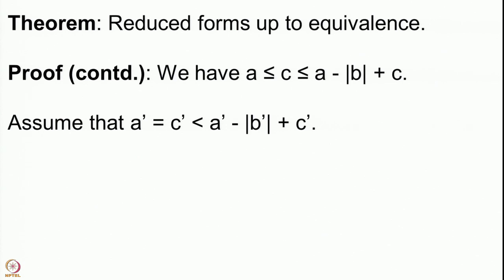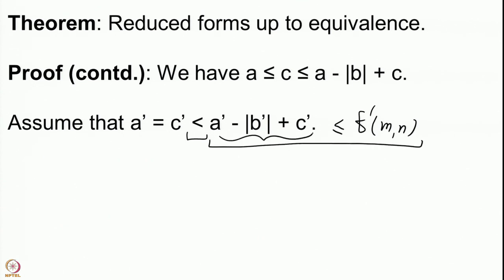The reason for having the strict inequality here at the moment is that we know that whenever we have any two integers m, n such that none of them is 0, then the values taken by f prime at (m, n) is at least this.